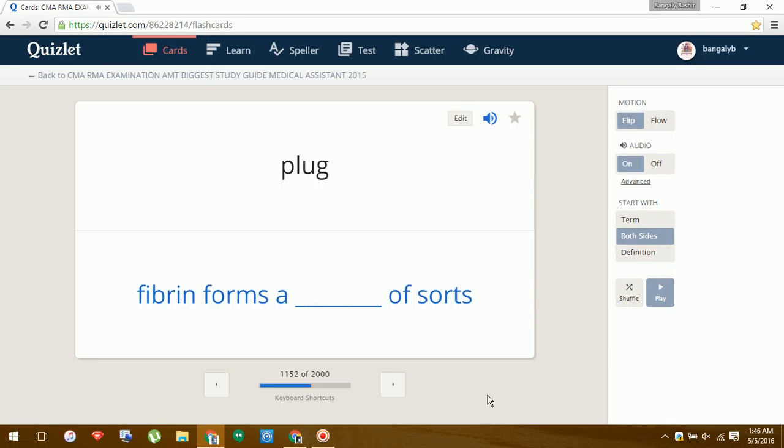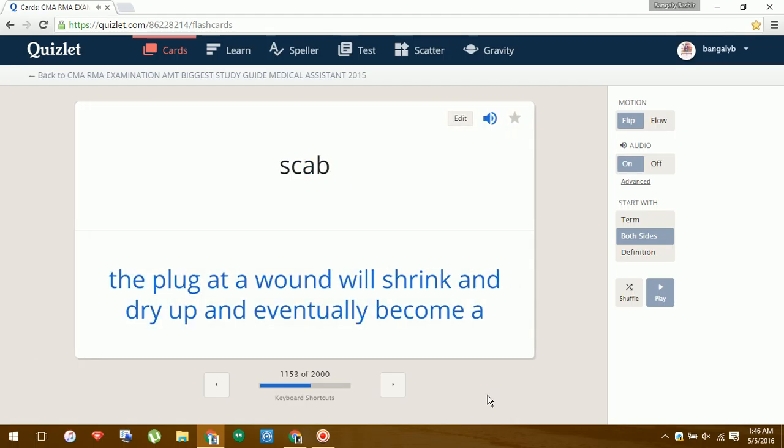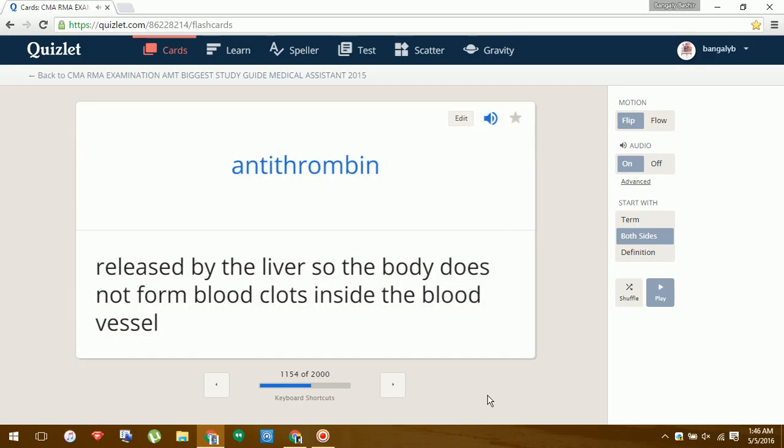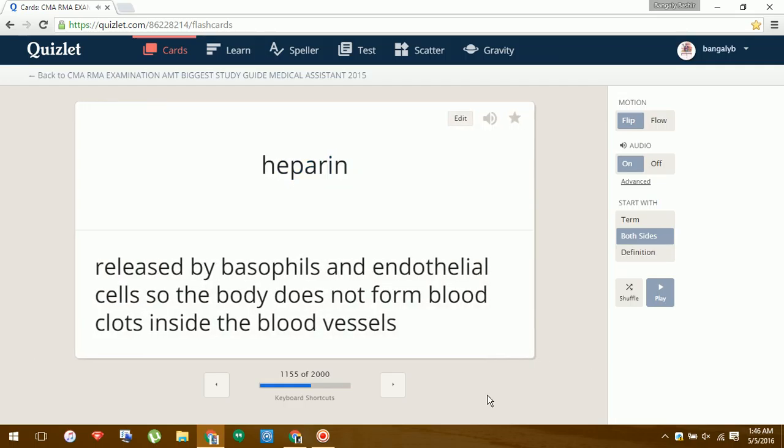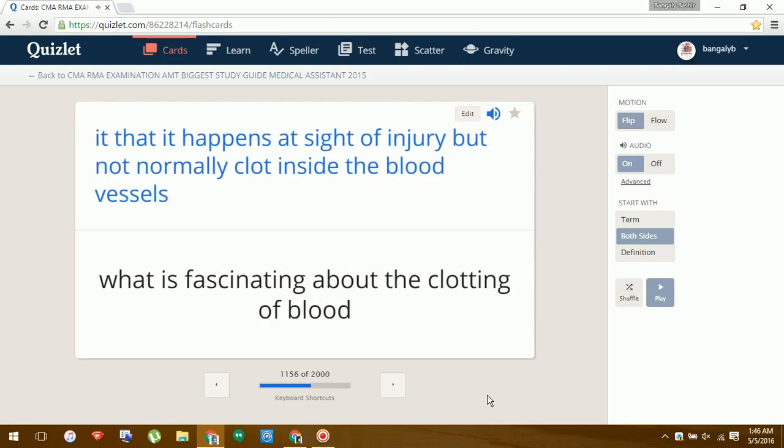Fibrin forms a blanket of sorts. Scab. The plug at a wound will shrink and dry up and eventually become a scab. Antithrombin. Released by the liver so the body does not form blood clots inside the blood vessel. Heparin. Released by basophils and endothelial cells so the body does not form blood clots inside the blood vessels. It happens at the site of injury but not normally clot inside the blood vessels.